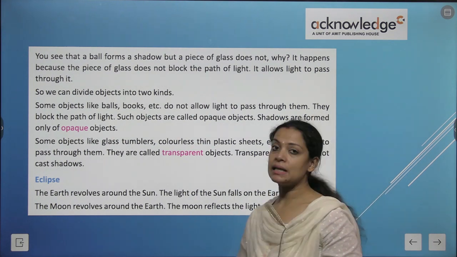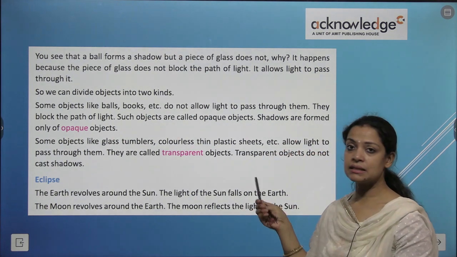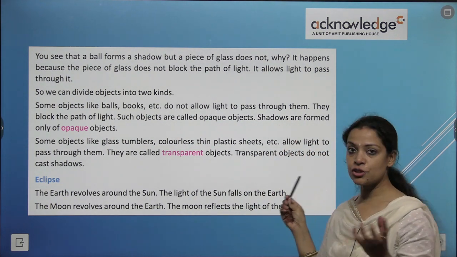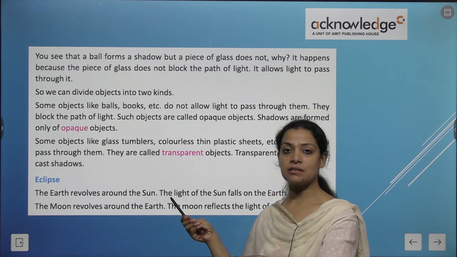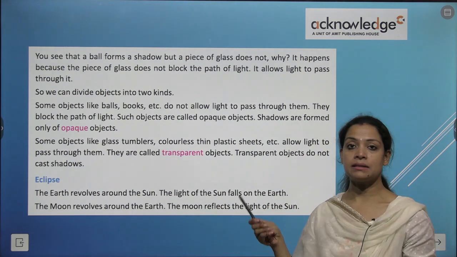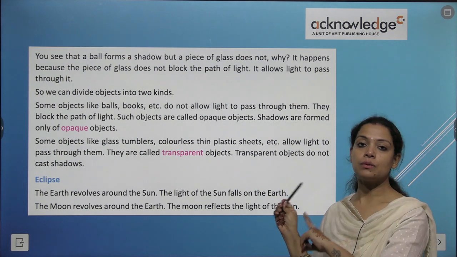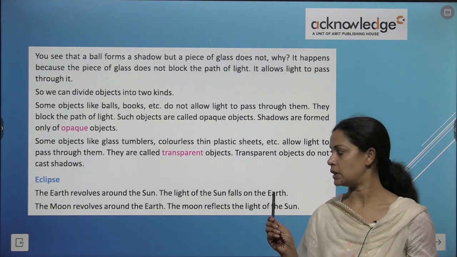Now, some objects like glass tumblers, colorless thin plastic sheets, transparent sheets, they allow light to pass through them. So in that case, they are called transparent, और उस केस में shadow form नहीं होता है.